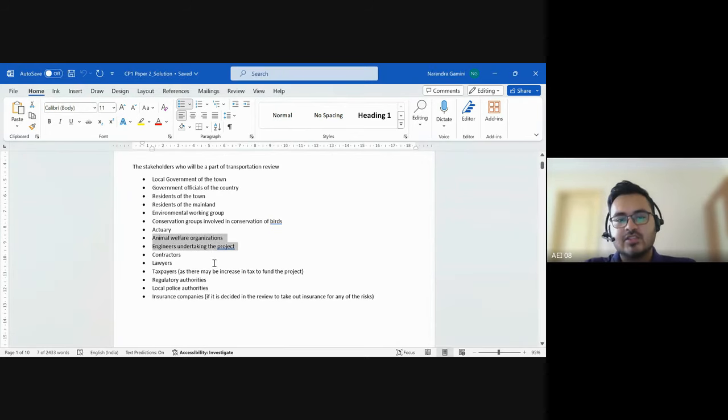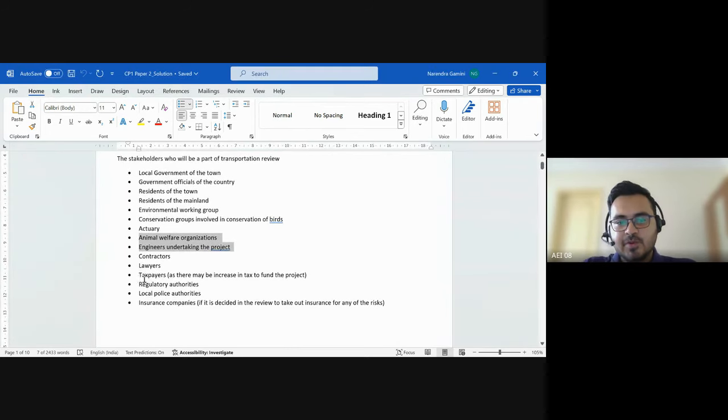Now, one very smart thing that was done over here for taxpayers, because it is very generic, the candidate has also given a reason why, as there may be an increase in the tax fund to fund the project. Why this helps is, taxpayers is not a part of my examiner report, but still the candidate has given some bit of information about it, so me as an examiner, I'm compelled to give 1.5 for this, because it makes sense. So wherever you think we are going into too generic a point, you can of course add a little value by giving a line about it, that this is the reason why you think it is relevant.